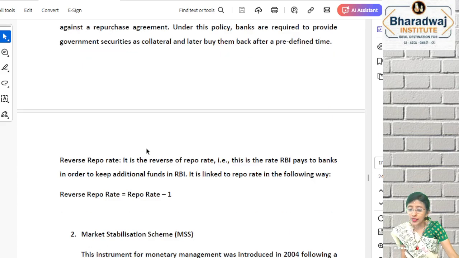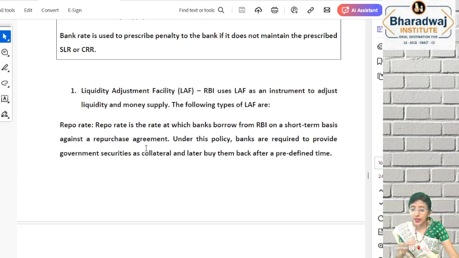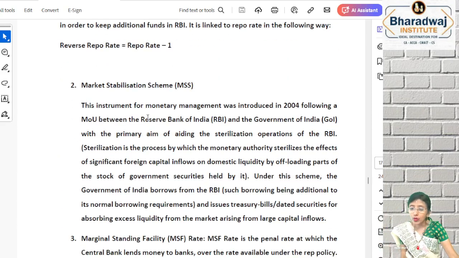Liquidity adjustment facility. You remember liquidity adjustment facility is used when you are going to borrow over and above the required limit. Okay, and then the market stabilization scheme. It came about in the year 2004. It is a memorandum of understanding that was signed between RBI and Government of India.